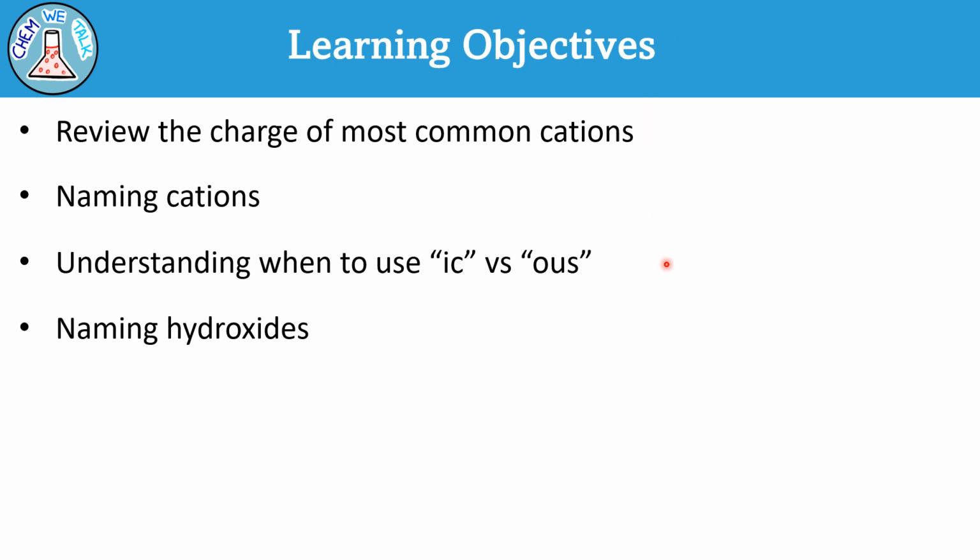Okay, so those are our learning objectives in today's video. We're going to start by reviewing the chart of most common cations, followed by the nomenclature of those cations. Then we're going to move on to discuss how to use the suffixes "ic" and "ous", which are going to be very relevant for naming salts and acids, which is going to be the topic of the next video. And finally, we're going to wrap up with naming hydroxides.